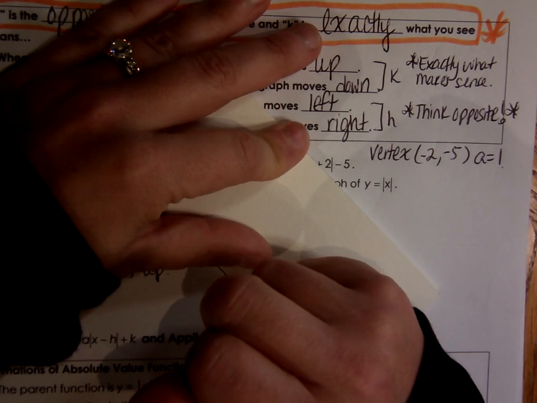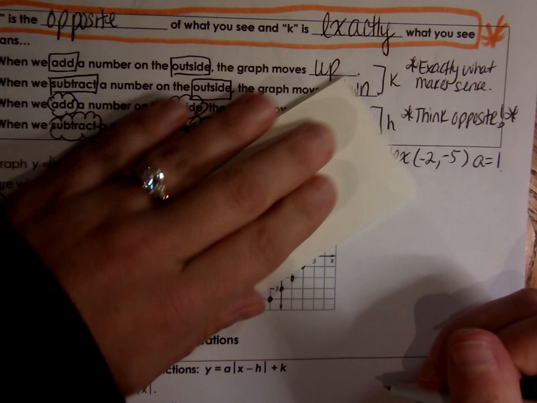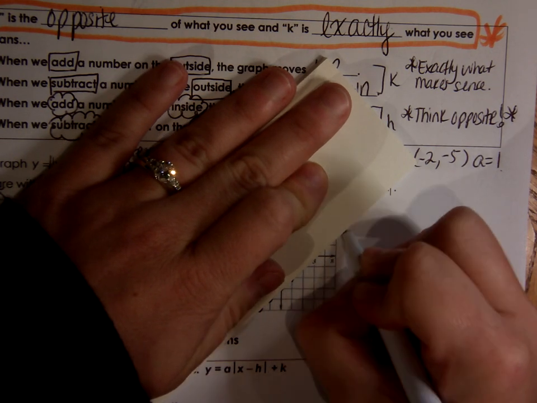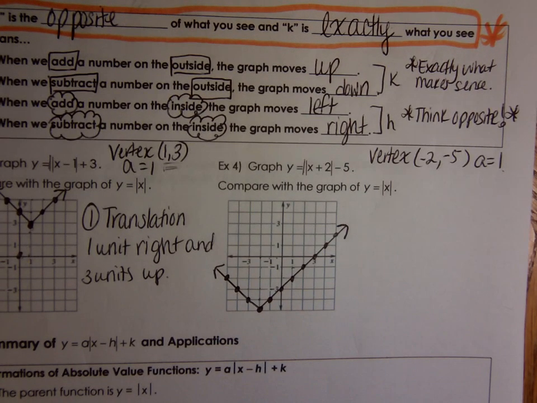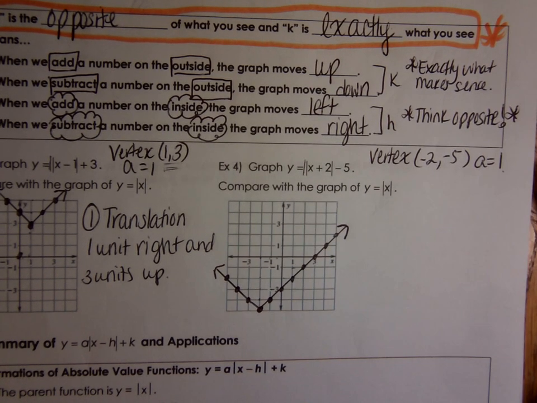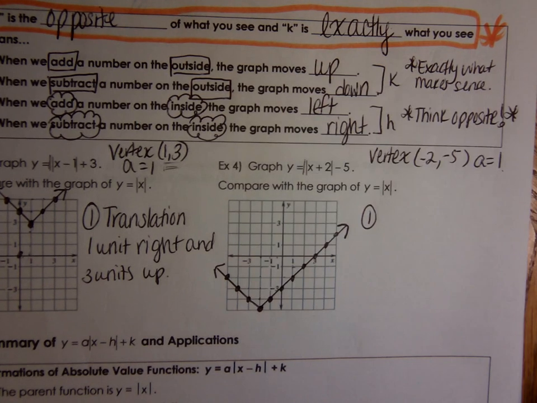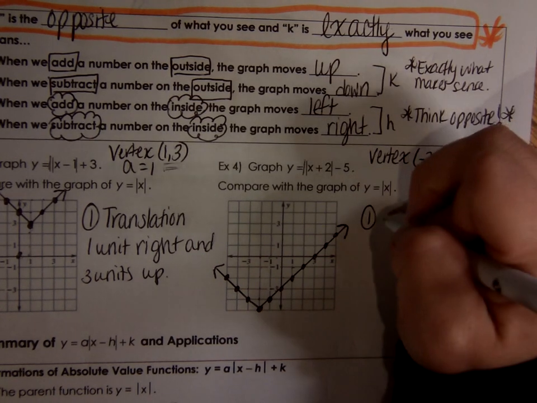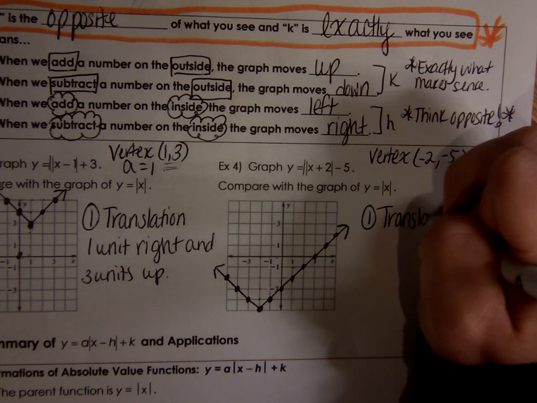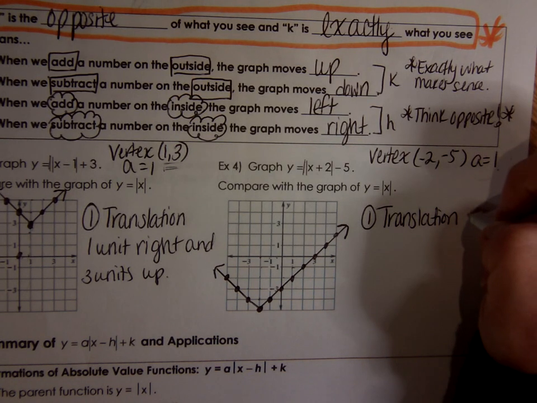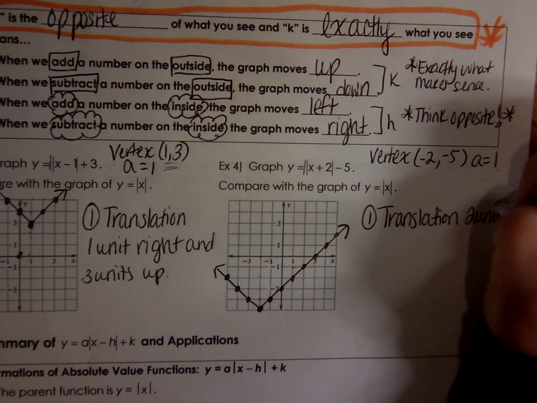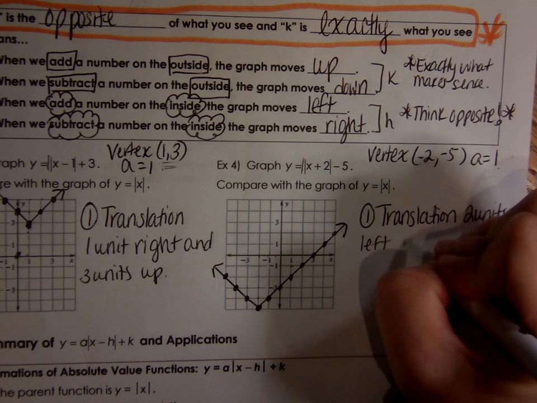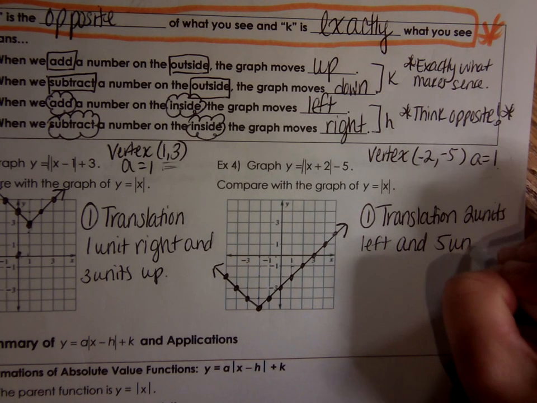And I'm going to draw my V. Each side of my V, make it very lovely. Voila. And now we're going to talk about the transformation. In this case, once again, there's only one transformation because our A value is a positive 1. And so we're going to call this a translation. Two units. And in this problem, it went to the left, 2 units left. And 5 units down.